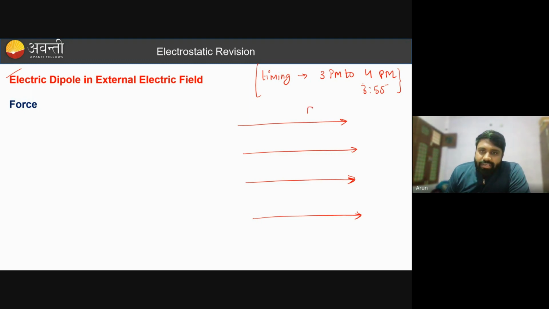Now this is the electric field E and we have placed a dipole which is minus Q, let's say, and plus Q. In this situation, we are not interested in the electric field developed by the dipole. We are only talking about the external electric field which is generated with the help of some external source. We have placed this dipole in this electric field. So the length of this dipole is 2L.